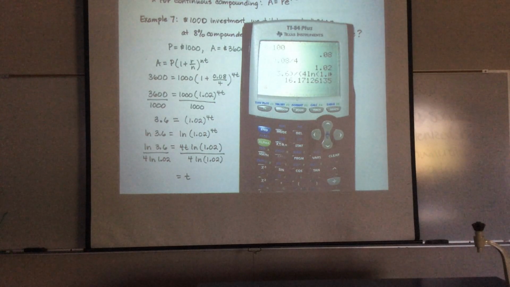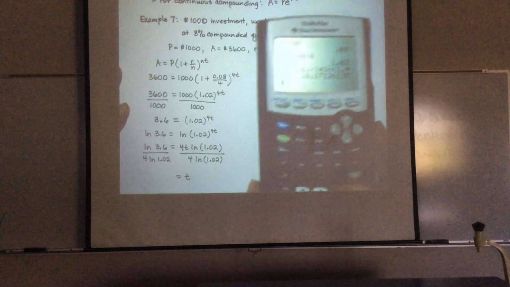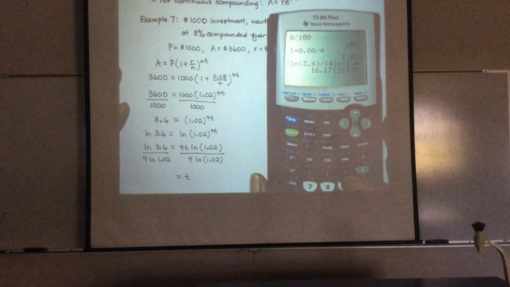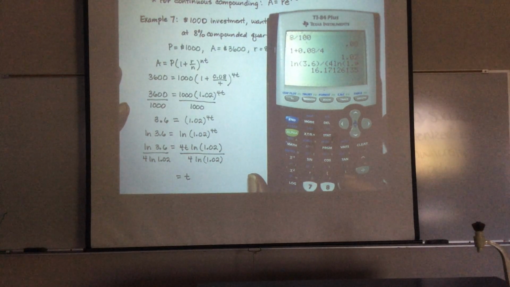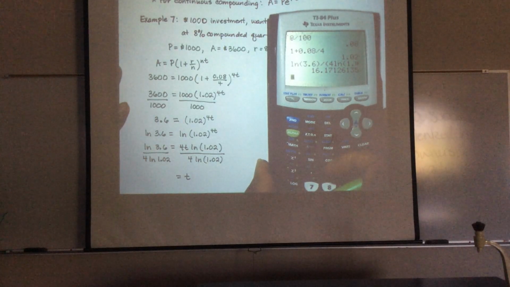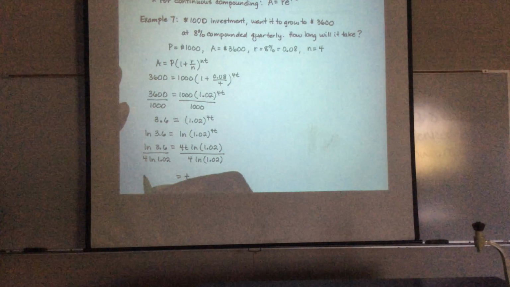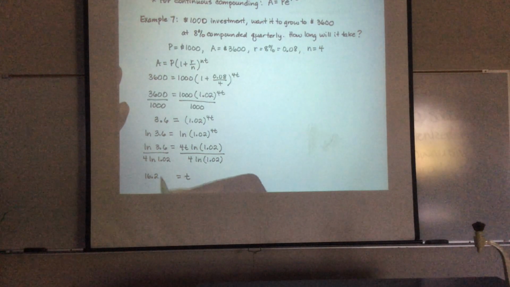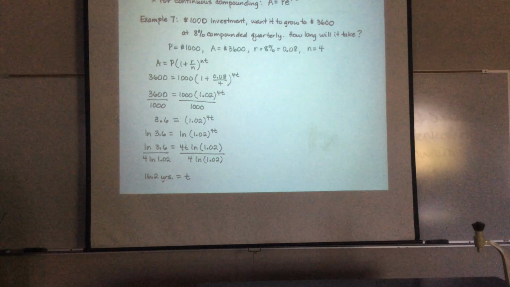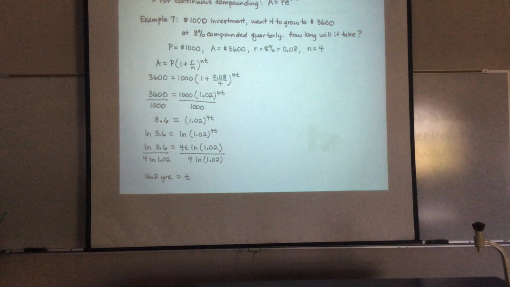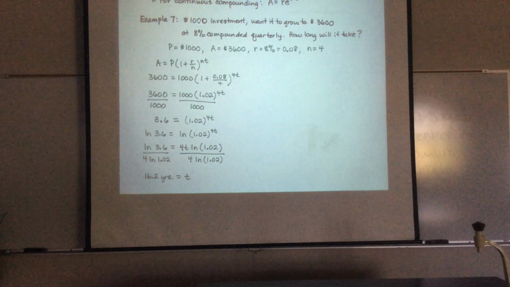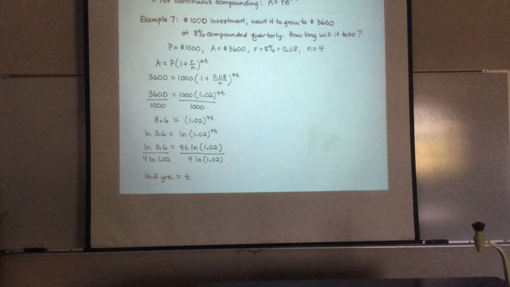Now let's say I want to round that off to 1 decimal place. So in this case here, 16.171266135 to 1 decimal place would be 16.2. So it's going to take 16.2 years for a $1,000 investment to reach $3,600 at 8% compounded quarterly.